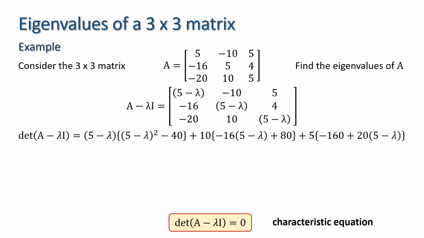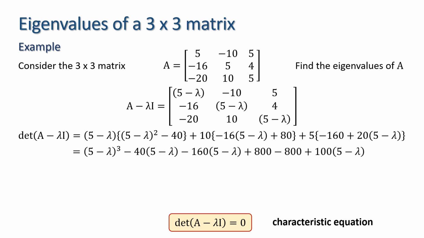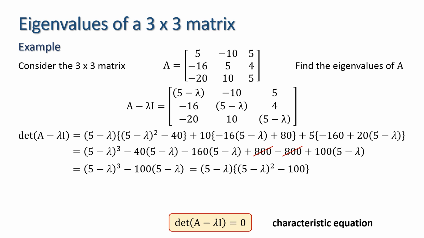Now, if we expand this, we get this result. We can see that the minus 800 and 800 cancel out. And we can see that the remaining terms are all multiples of 5 minus lambda, which is very helpful as we want to simplify this expression as much as possible. We have (5 minus lambda) cubed minus 100 times (5 minus lambda). Taking out the common factor 5 minus lambda, we have (5 minus lambda) times ((5 minus lambda) squared minus 100).